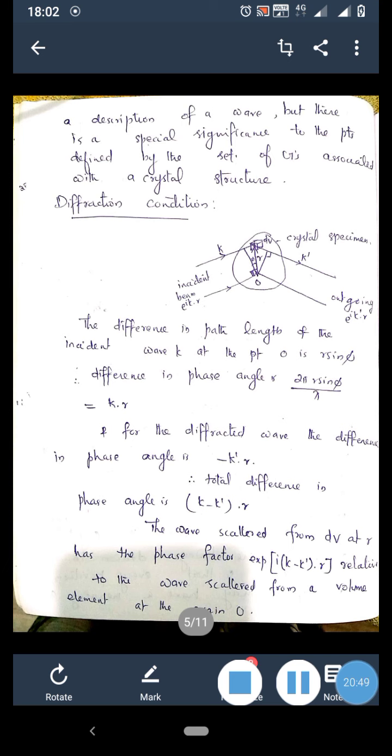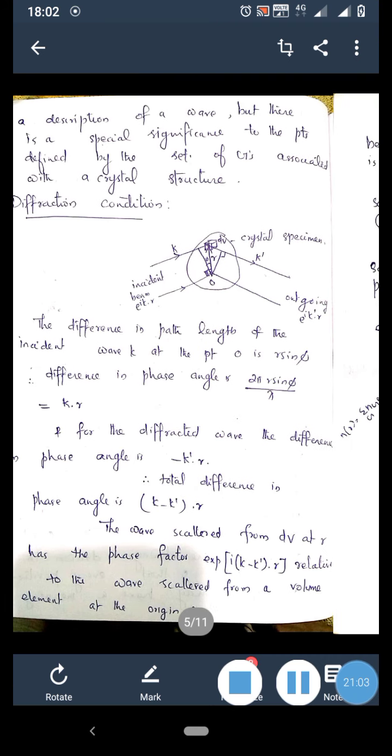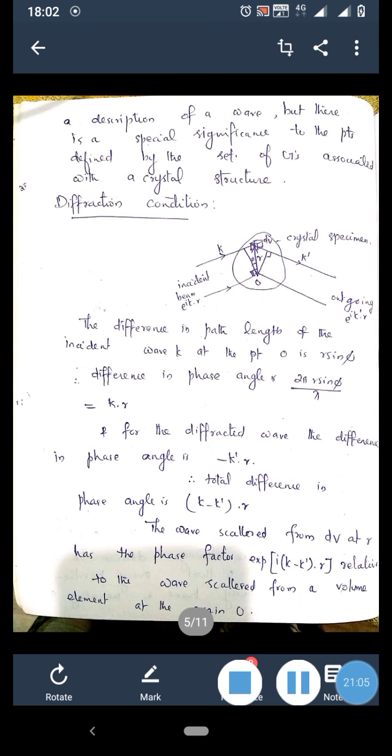The total difference in phase angle is the first term, k dot r, plus the term for the diffracted wave, minus k dash dot r. So the total difference in phase angle is k minus k dash dot r. The wave scattered from dV at r has the phase factor exponential i k minus k dash dot r relative to the wave scattered from a volume element at the origin. That is the conclusion we can make.